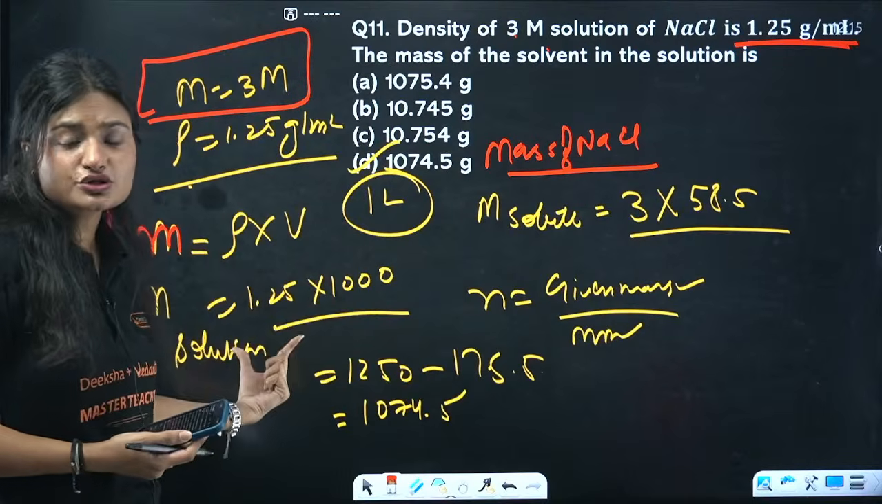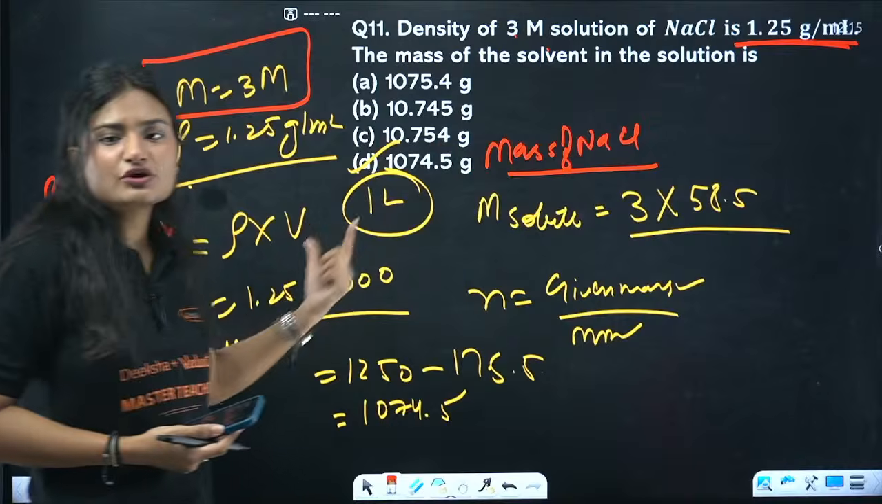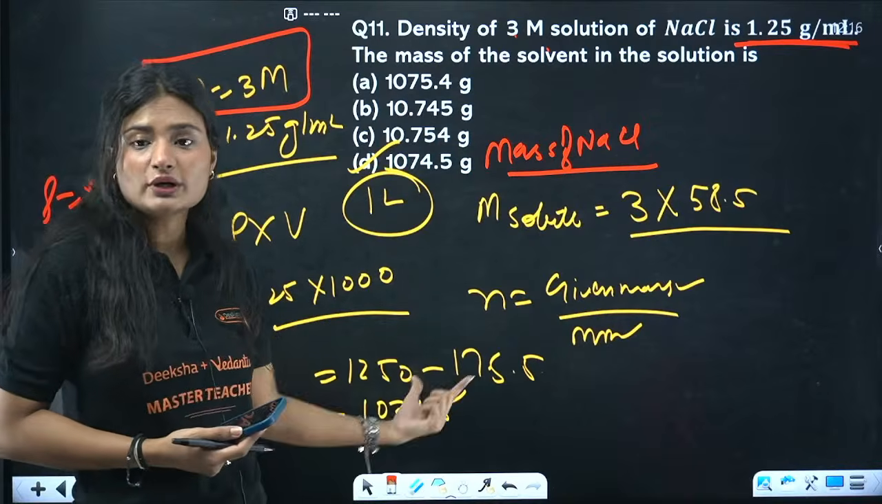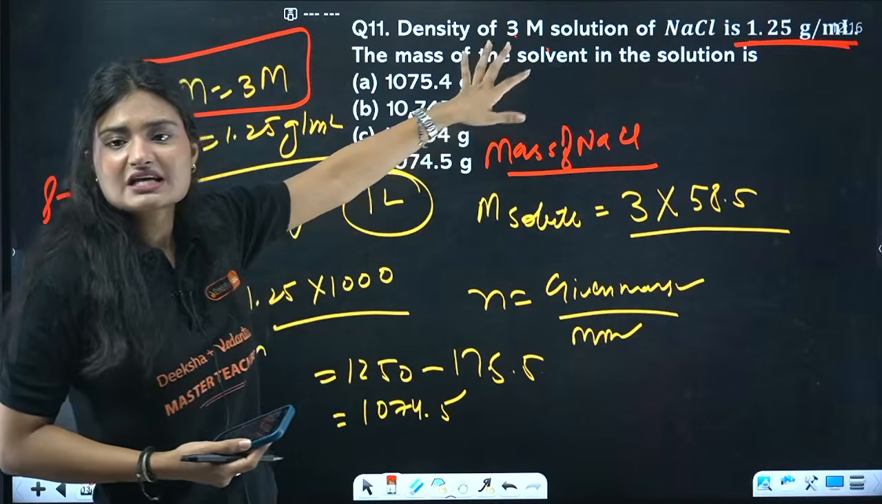This is the mass of the solution. If we subtract the mass of NaCl from the mass of the solution, we will get the mass of what? We will get the mass of the solvent. We are asked the mass of the solvent.